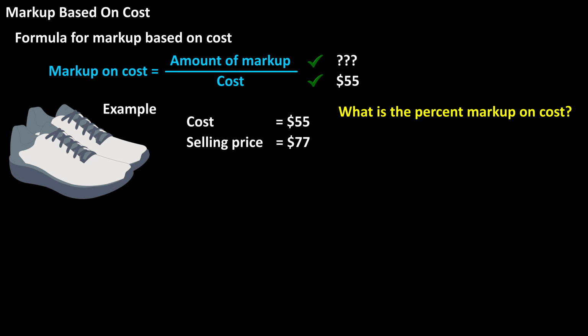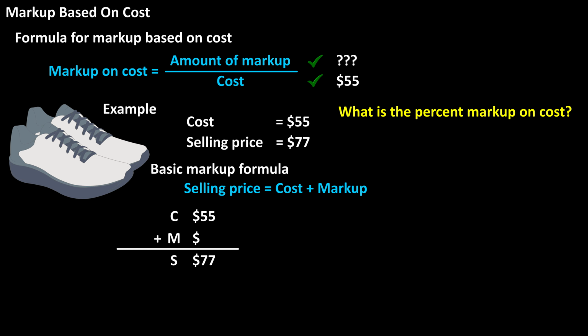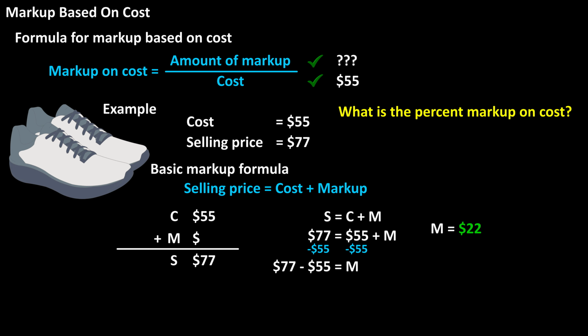The basic formula for markup is selling price equals cost plus markup. We're going to start by making a table from this formula like this, where C is cost, M is markup, and S is selling price. We know that the cost is $55 and the selling price is $77. From this, we find that the markup is $22, $77 minus $55. So we can fill that in the table.